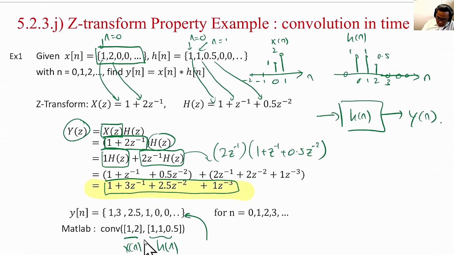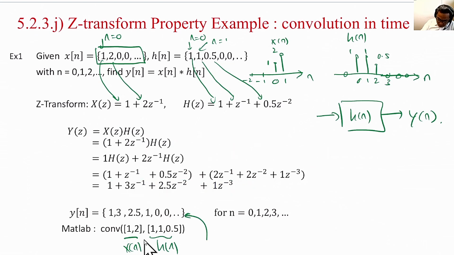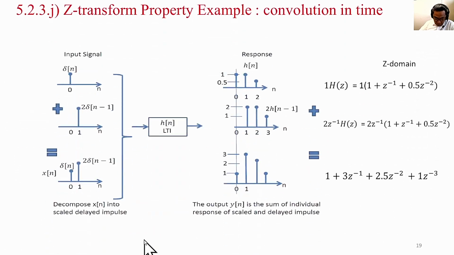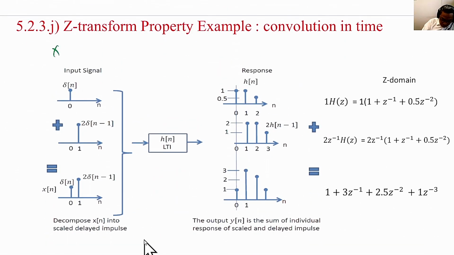Now, I'm going to take some time to study this: 1 times H(z) plus 2z^(-1) times H(z). What am I doing? Well, remember that this is x[n]. It is delta[n] plus 2 delta[n minus 1]. So this is the input sequence. By linearity, we break x[n] into two parts. And since the system is linear, we can study the linear system using these two inputs separately.